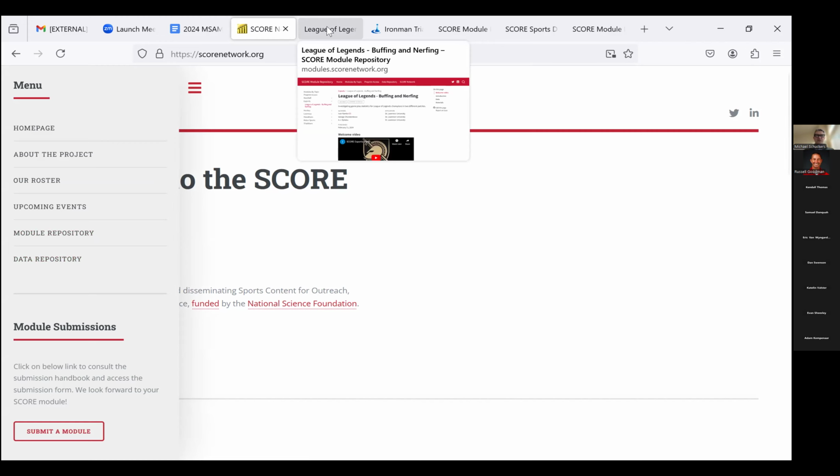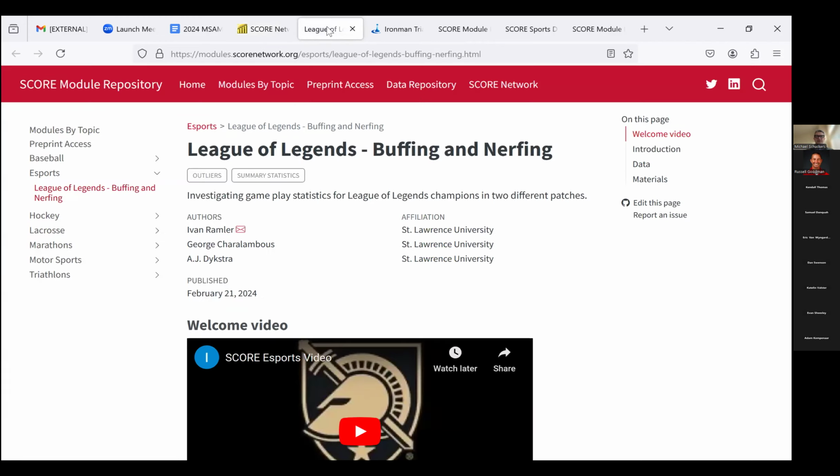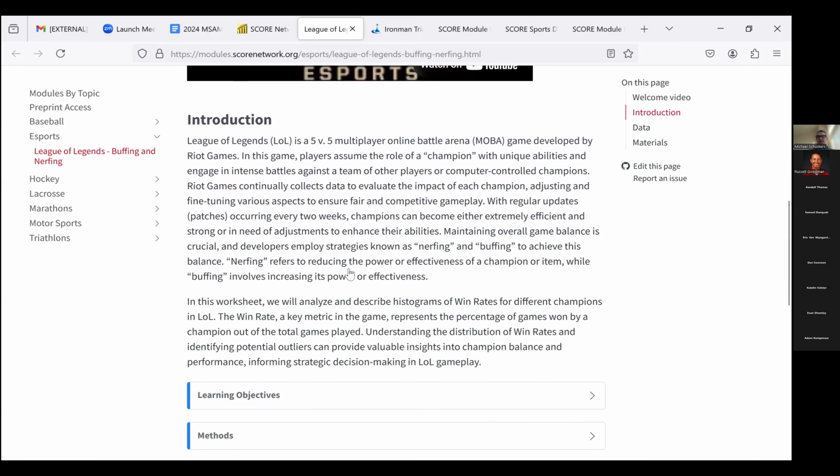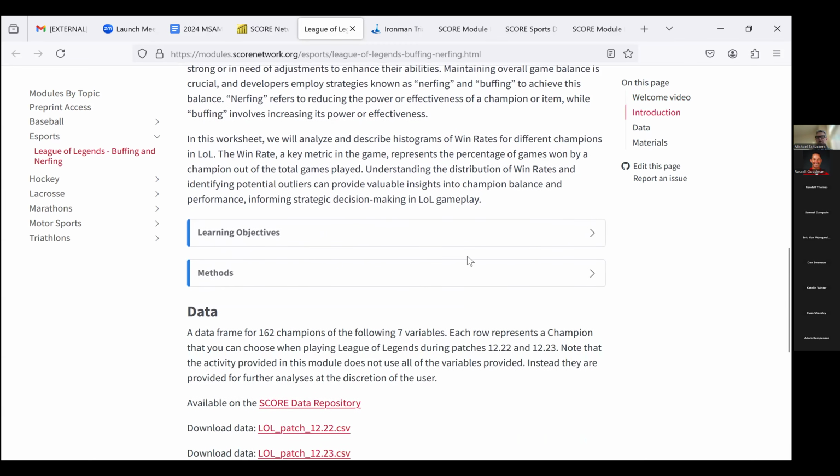What I wanted to do is just walk you through a couple of modules. So just going to walk you through the League of Legends module. So first of all, this is the module repository. We have modules by sport here. And I'll come back and talk about that in a bit. But here is our League of Legends module. We've got the authors, we've got the date published. Here's our introductory video. This one was done by the captain of the esports team at West Point. A little bit of introduction and background on the module, and in this case, League of Legends, the sport.